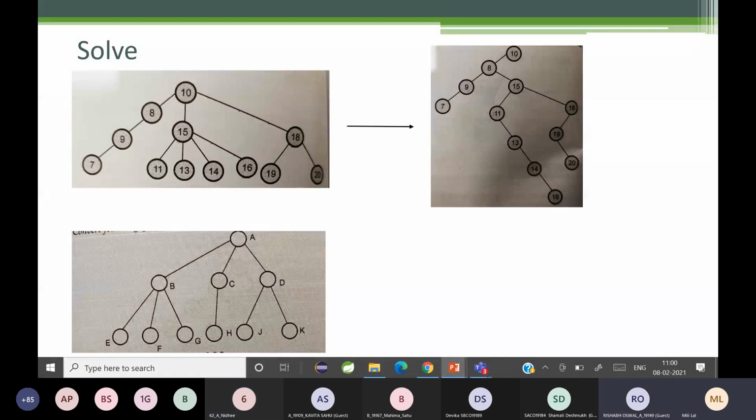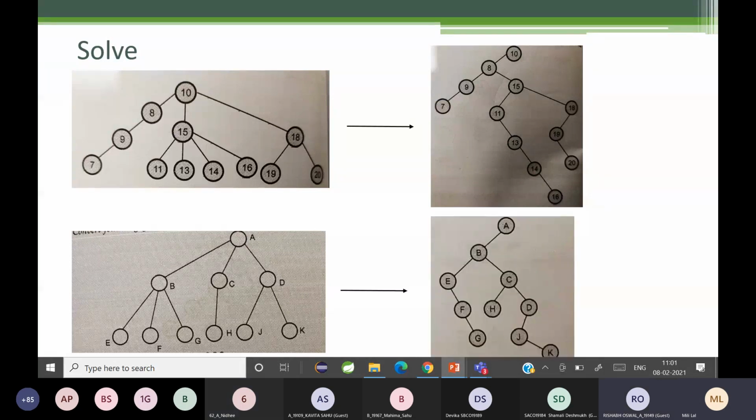Now, which nodes are remaining? Can you tell me? F, G. F is the right sibling of E. So it is going to be the right child of E. And G is the right sibling of F. So it's going to be the right child of F. Did you get the image like this? Is it clear to all now?